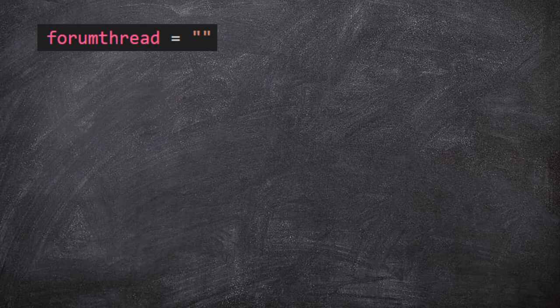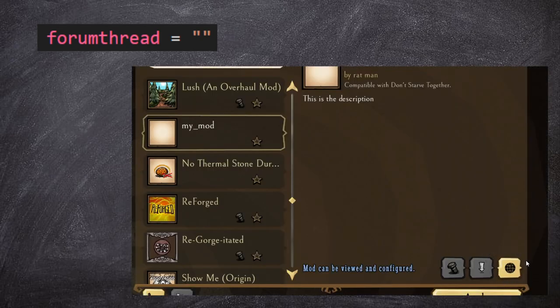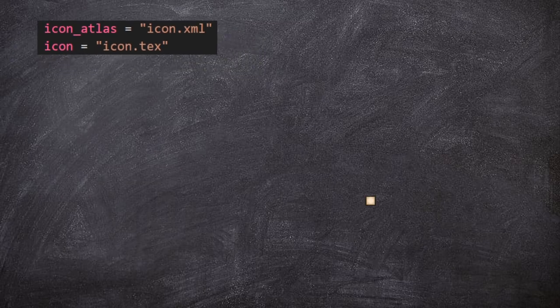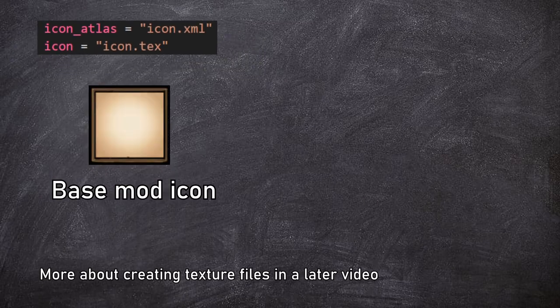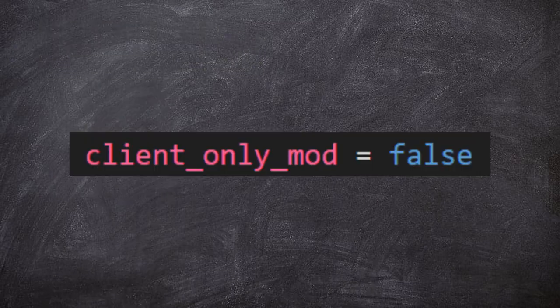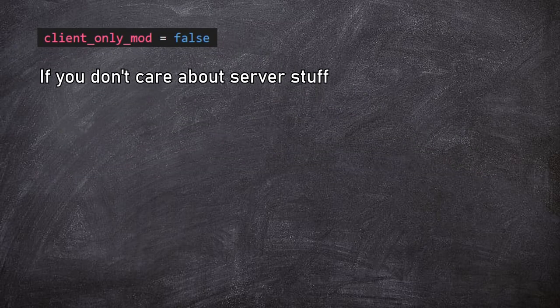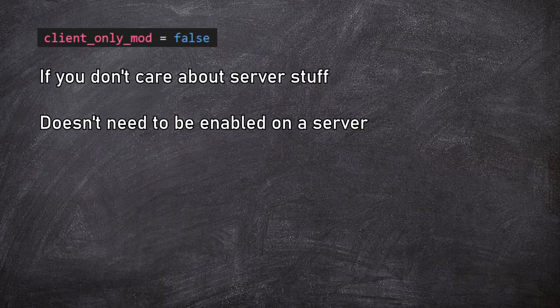This URL is open when you click this button in the mod screen. Icon Atlas and Icon are two string values for the icon that shows up in the game for your mod. Client only mod makes your mod client only, so only you need to have it downloaded to use it when you're playing on a server. Client only mods cannot interact with anything that's not client sided.